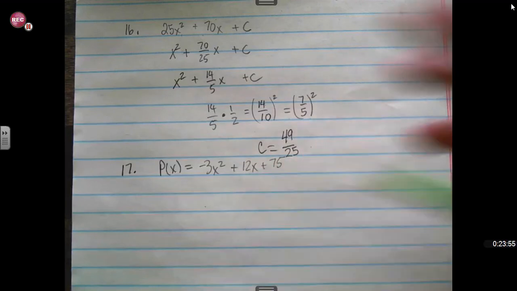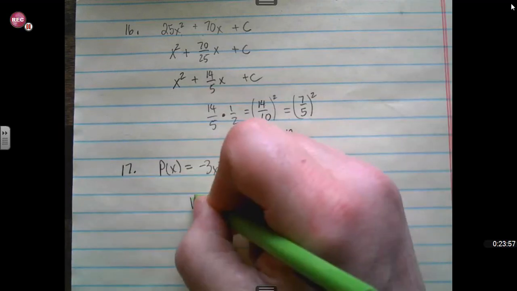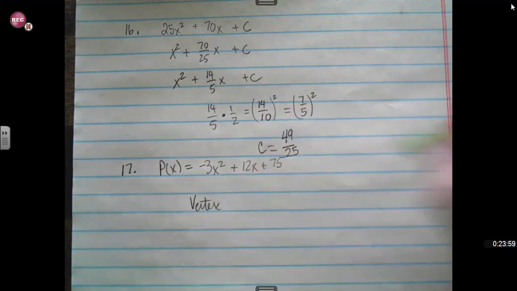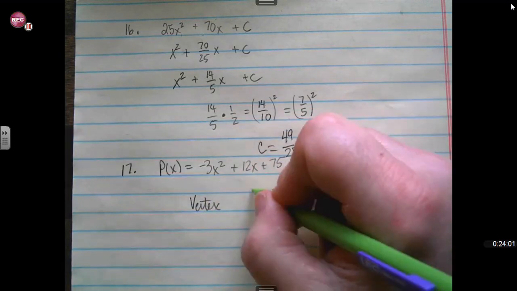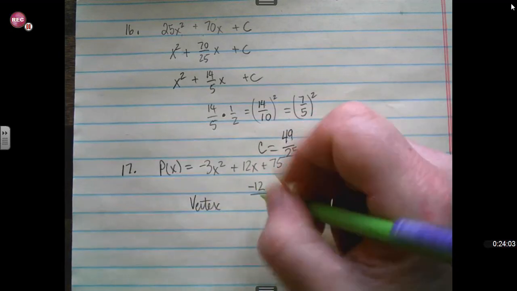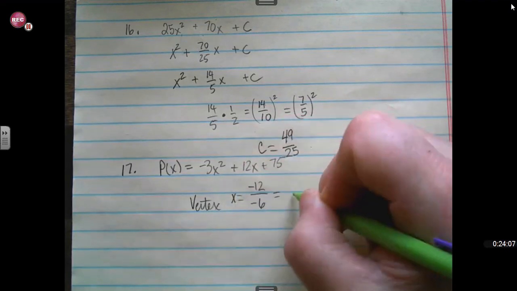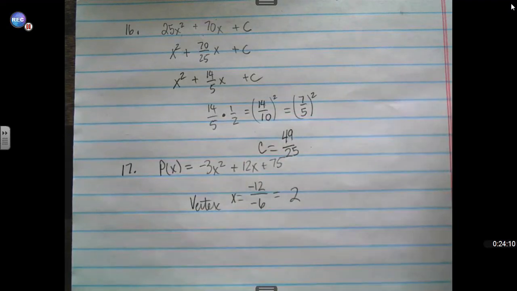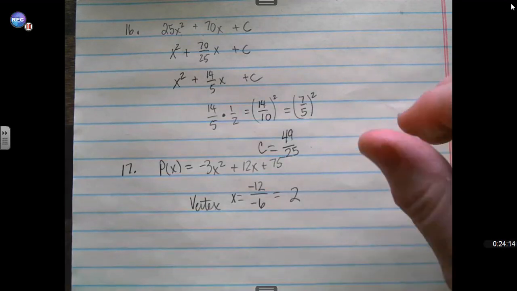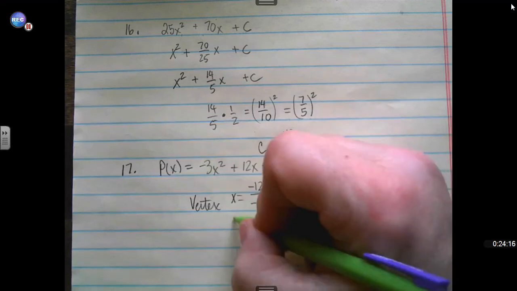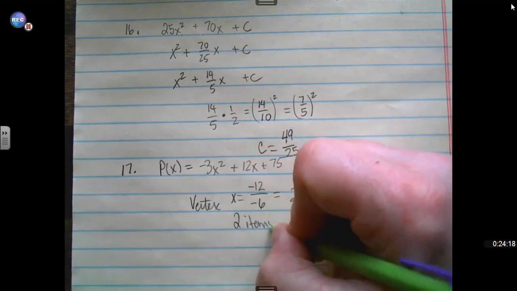Whenever we see maximize, minimize, we're thinking vertex. So the vertex is the opposite of b over 2a, which is 2. So how many items maximize the profit? X represents the number of items. So 2 items will maximize the profit.